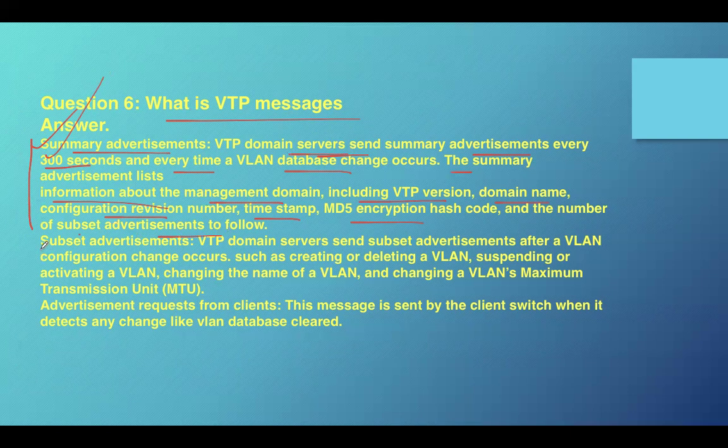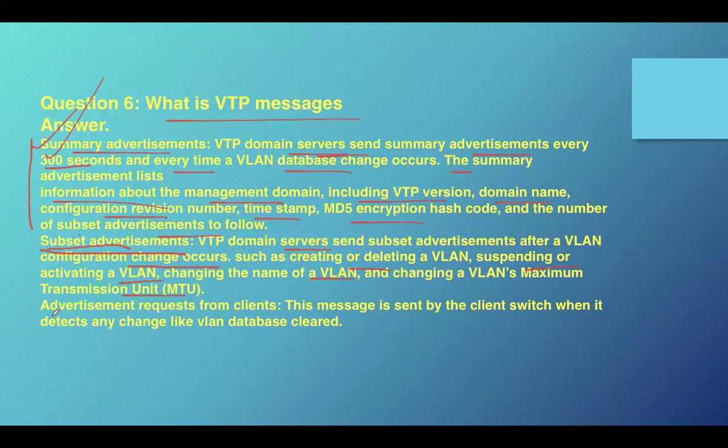Another VTP message is subset advertisement. The VTP domain server only sends subset advertisement after a VLAN configuration change occurs. So whenever there is a VLAN change, the subset advertisement is sent, such as if you have created the VLAN or deleted the VLAN, right? Suspending or activating a VLAN, changing the name of a VLAN or the maximum MTU changing, at that time you would send subset advertisement and this is triggered automatically.